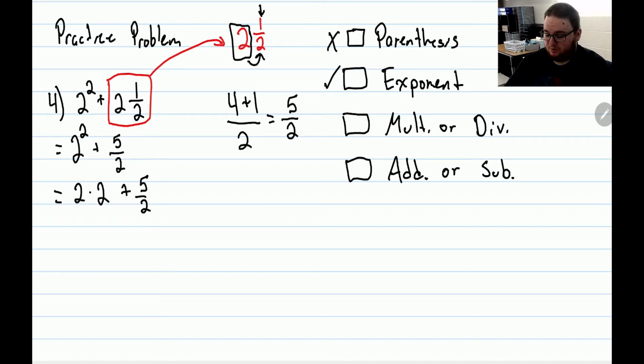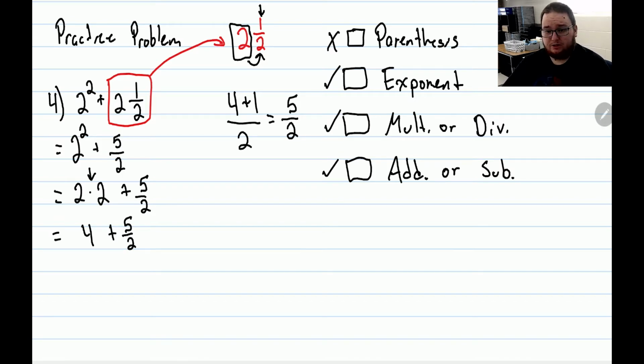So we finished the exponents. Now we're moving on to multiplication or division. We have some of that. So moving left to right, the only multiplication I see is the 2 times 2. So 2 times 2 gives us 4. And then we're going to add 5/2. Now we're done with the multiplication or division. Finally, we have addition or subtraction.